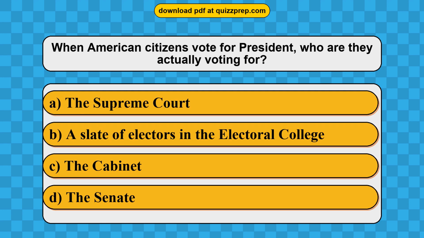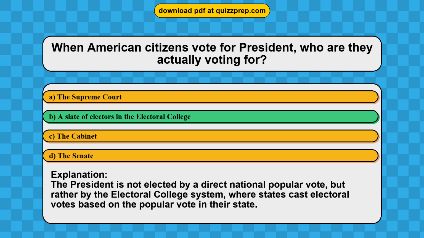Question 45. When American citizens vote for president, who are they actually voting for? Option A, the Supreme Court. Option B, a slate of electors in the Electoral College. Option C, the Cabinet. Option D, the Senate. The correct answer is option B, a slate of electors in the Electoral College. The President is not elected by a direct national popular vote, but rather by the Electoral College system, where states cast electoral votes based on the popular vote in their state.